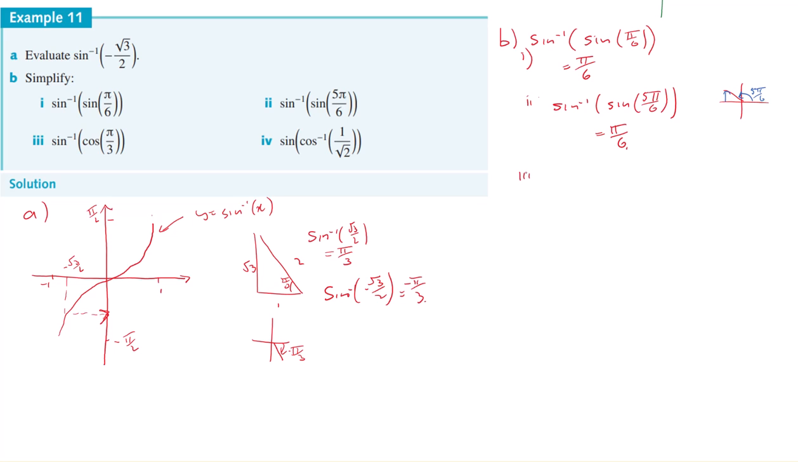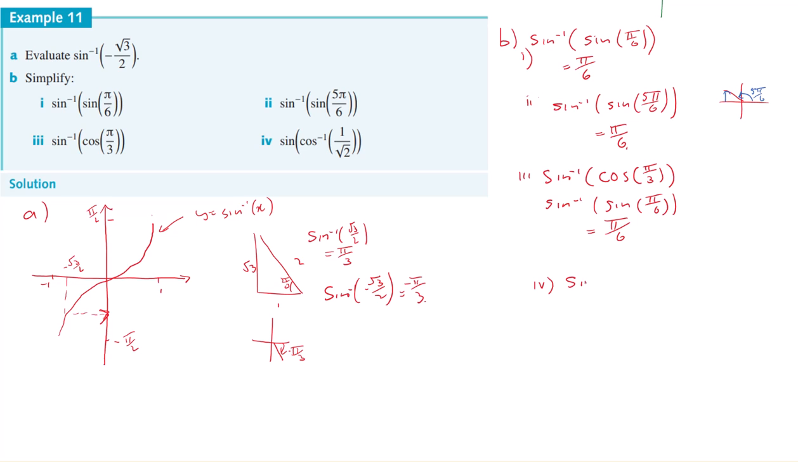Part III, sine to the minus 1 of cos of pi on 3. And again, just make sure it's in the right domain for sine to the minus 1. If I did cos of pi on 3, well, that's actually the same as sine of pi on 6. So this really is the same as part I. If you take pi on 6 and do the sine and then do the inverse sine, you haven't done anything. So it's just pi on 6. You'll spend a fair bit of time thinking about these, but once you've got it, then it should be right.